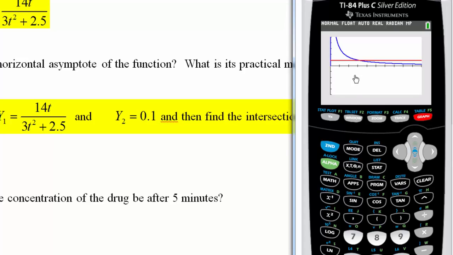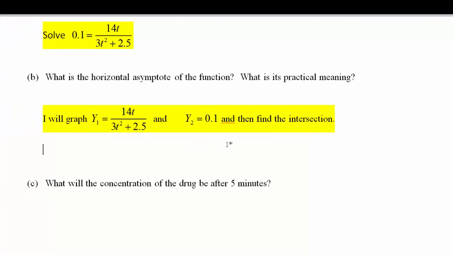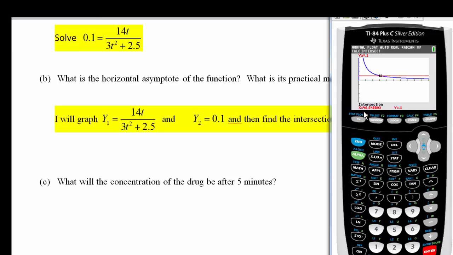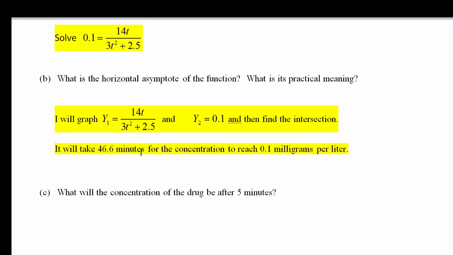So now we need the intersection. I press second, calc, number 5, then enter. And it looks like our intersection's at 46.64. So how long does it take for our drug to get down to 0.1 milligrams per liter? According to our calculator, it's going to take 46.6 minutes. So we can say it will take 46.6 minutes for the concentration to reach 0.1 milligrams per liter.